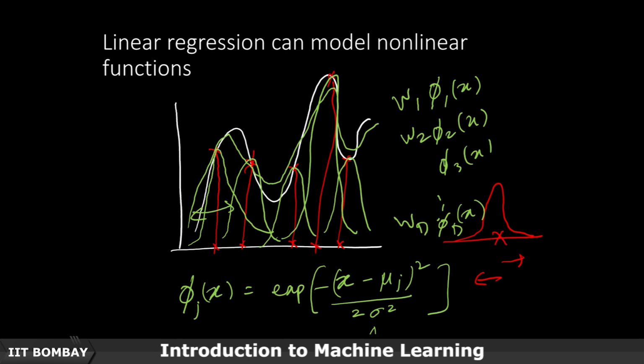Other thing that I can do is I can take powers of x, which I mentioned earlier is a polynomial in x. Then I can take a Fourier basis in x, and then I can add the linear combination of the Fourier basis also. So basically just using linear regression, we can model a lot of nonlinear functions.